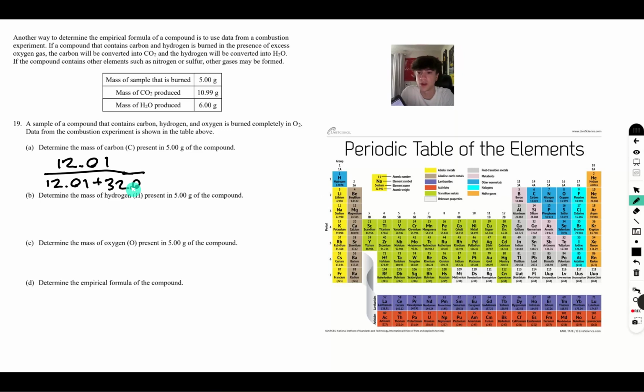Now we multiply that by the mass of CO2, 10.99, and what we're going to get is a number that is going to be rounded to 2.999, as you can see here. So there are 3 grams carbon.